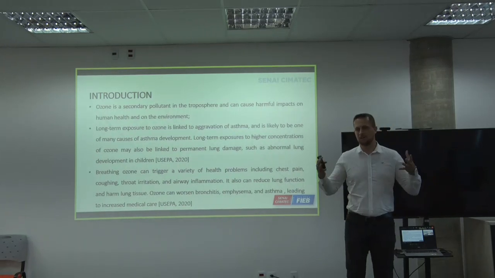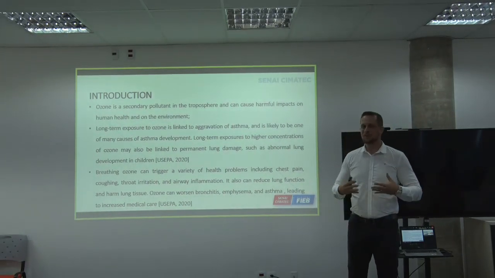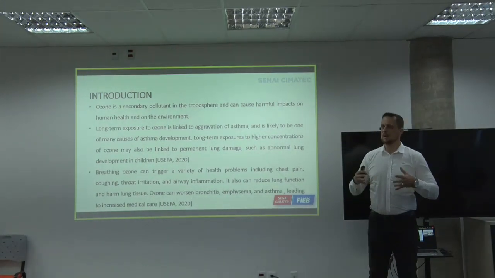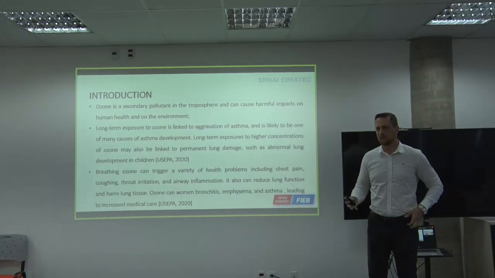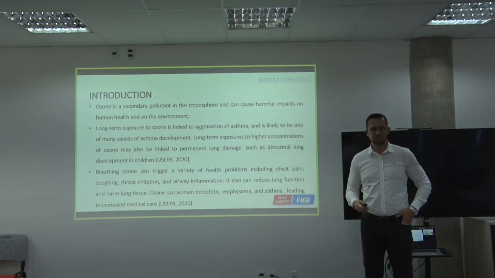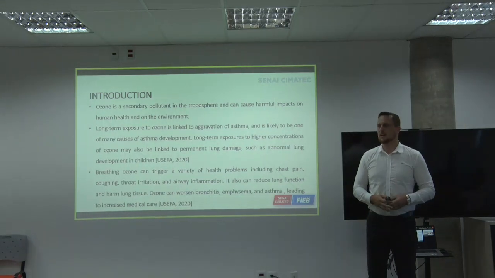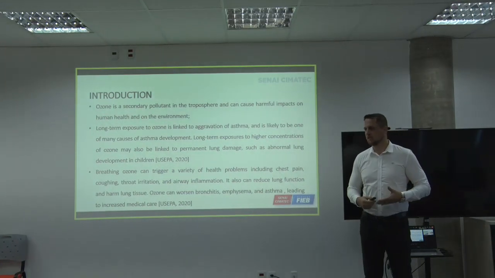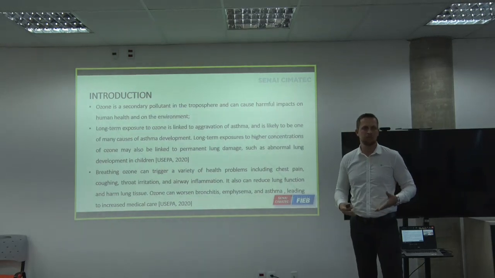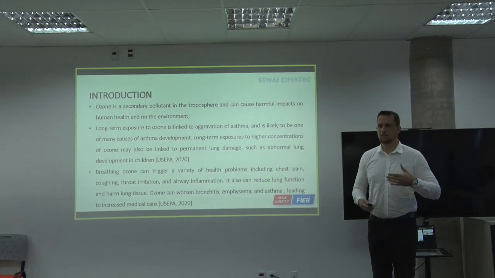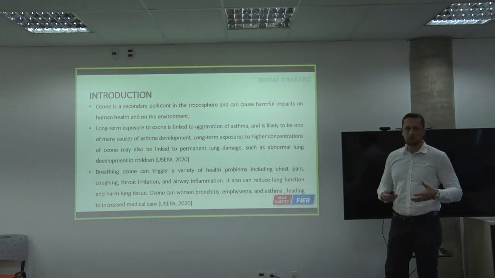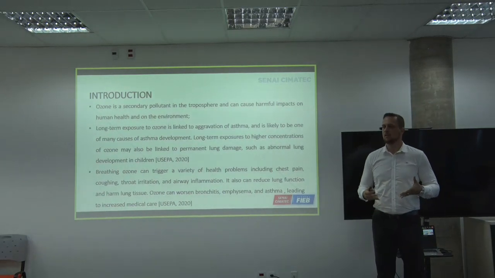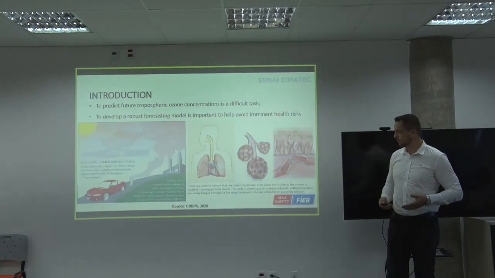Of course, we have the good ozone and the bad ozone. The good ozone is up there in the upper part of the atmosphere, the one that protects us from the UV light from the sun. But the bad ozone is the same ozone that we have contact with. When we are exposed to ozone concentrations, it is a harmful pollutant for us. It has some bad influence on our health. So it is important for us to understand and to predict with good accuracy the concentration of tropospheric ozone.